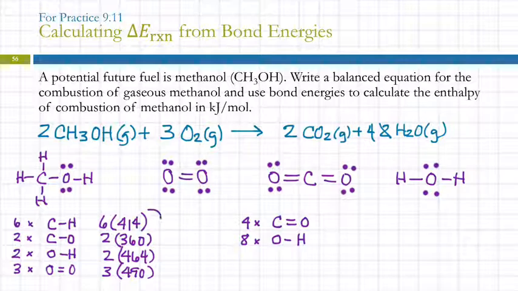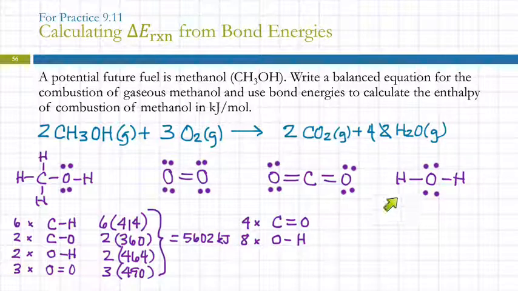So the units work out to kilojoules. So we add all of these together. I need a calculator for that. 6 times 414 plus 2 times 360 plus 2 times 464 plus 3 times 490 equals 5602 kilojoules. That's the amount of energy we'd have to put in to break all the bonds. Okay with that?